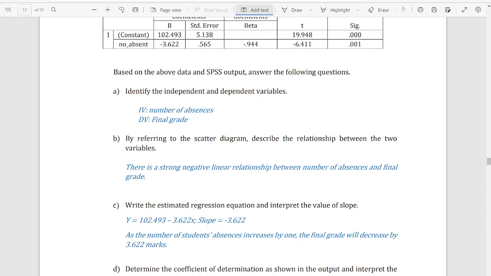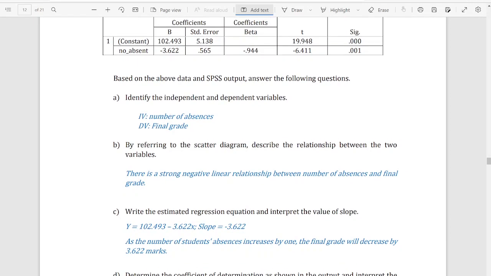And then to write the estimated equation, okay, estimated regression equation. So you have y equal to the constant 102.493 minus the slope coefficient that is b, negative 3.622. This is why you have minus in front here. Okay, ada negative kat depan tu, x. And then the slope here is negative 3.622. So macam mana nak explain?